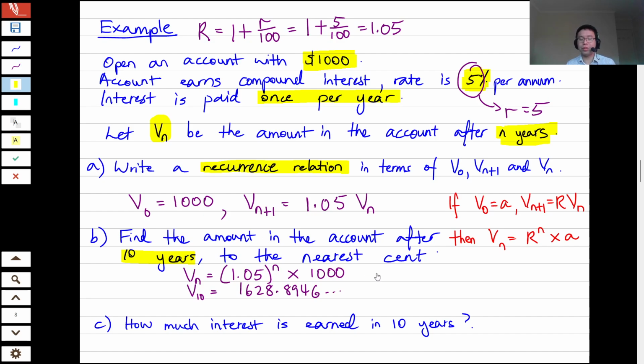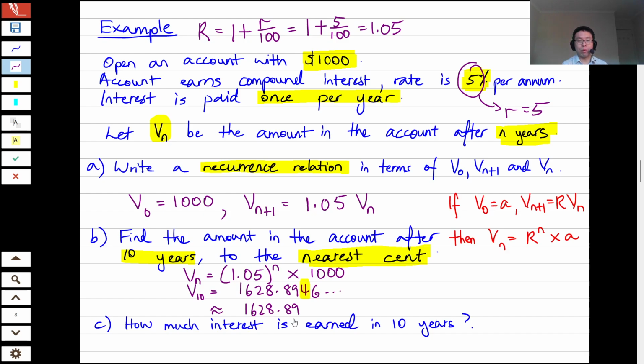Now, we live in a world where money transactions are made usually to 5 cents with cash in Australia, or to 1 cent if we are using electronic banking. So in general, if you're not told otherwise, the advice I would give you is to round to the nearest cent. In this case, my third decimal digit, 4, is smaller than 5, so I'm going to round down to 1628.89. And there's my answer. So, think about this for a moment.